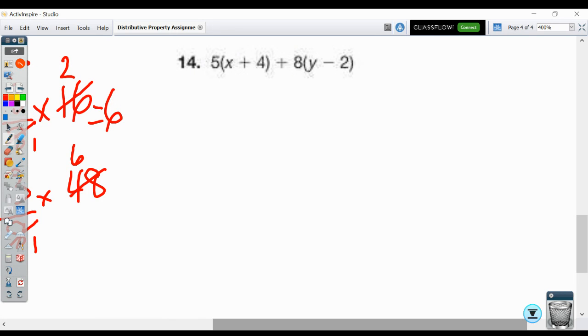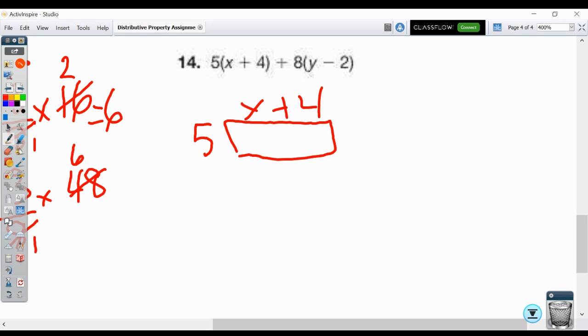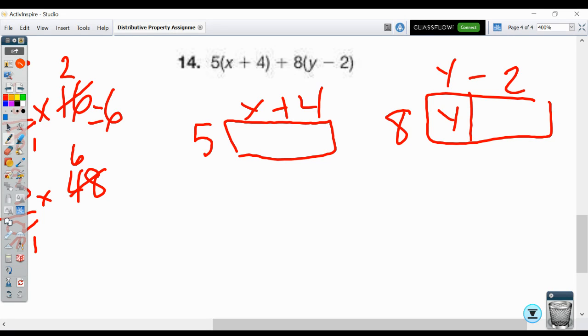Last one, we've got 2 problems to do here. So I've got 5 times x and 5 times 4, 8 times y, and 8 times negative 2. Let's use the box method. So I've got 5x plus 4, and I've got 8y minus 2.